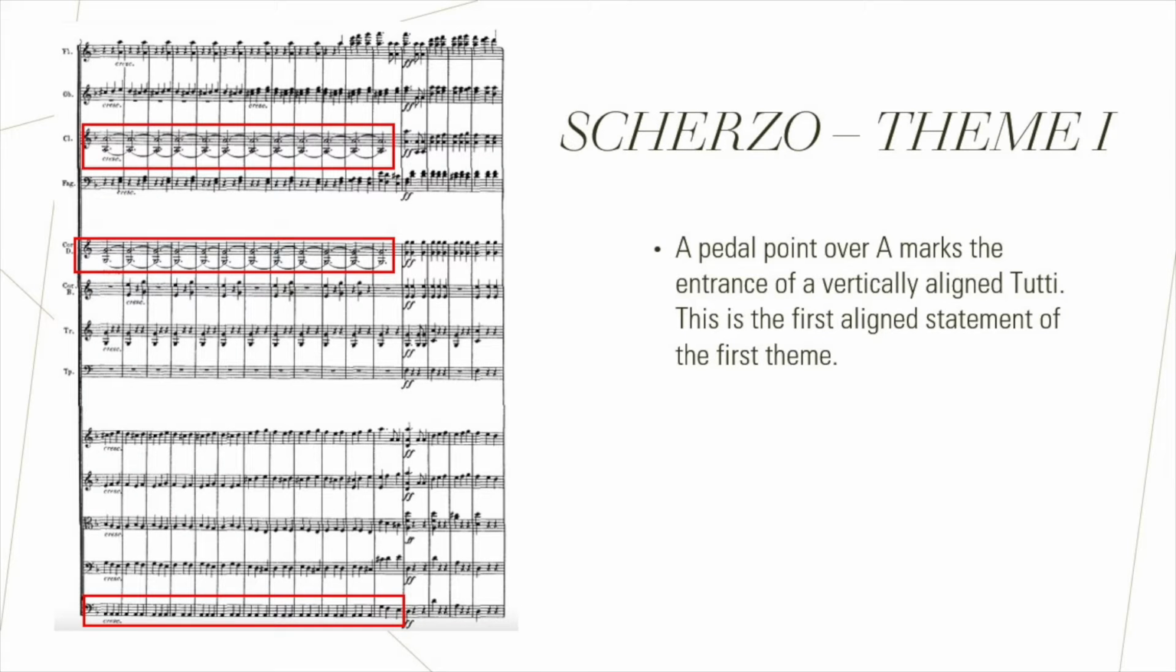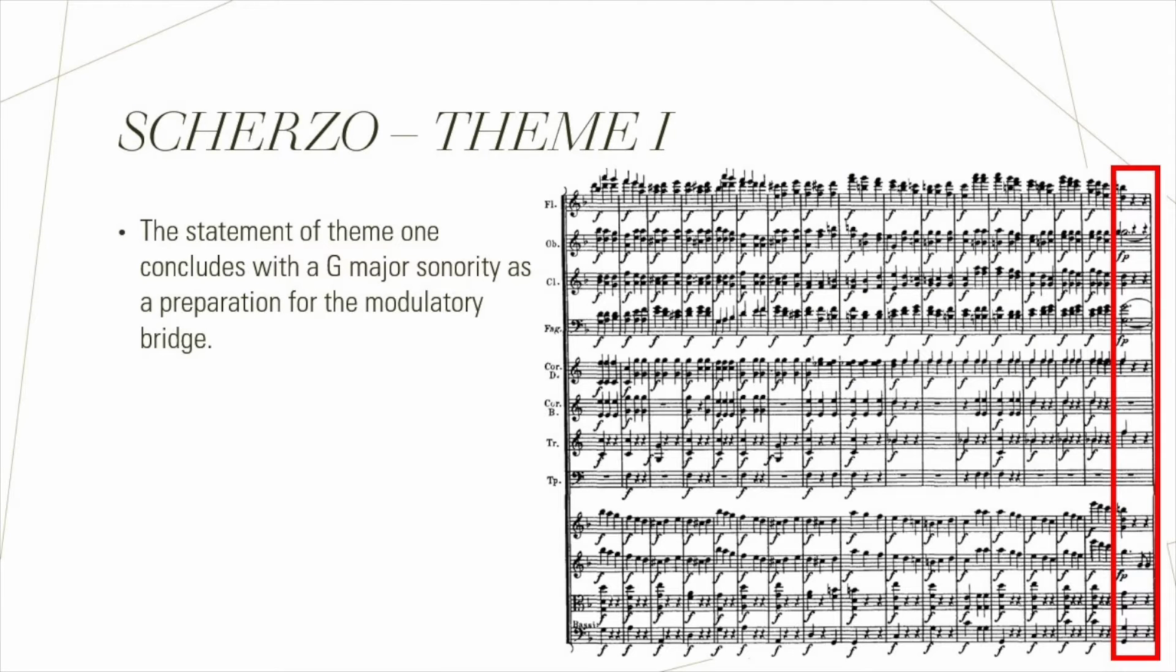After the conclusion of the five entrances, Beethoven makes use of a pedal point over concert A, which functions as the dominant of D minor. He uses this to create tension into the vertically aligned tutti at a double forte dynamic. The statement of theme 1 concludes with a G major sonority as a preparation for the modulatory bridge.